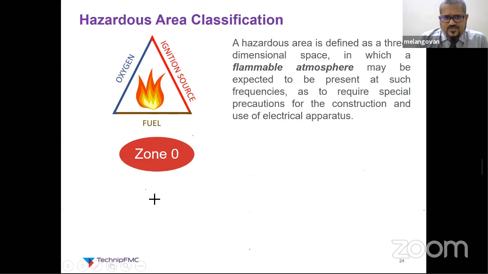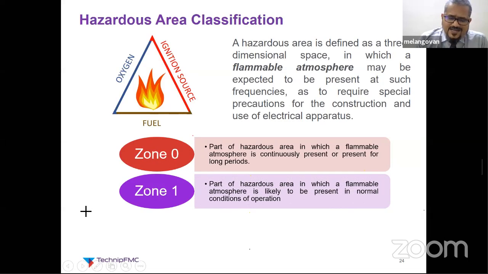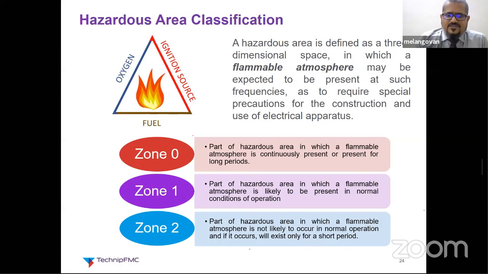So what is zone classification? Zone zero corresponds to a hazardous area in which a flammable atmosphere is continuously present. That is 24/7, there is a flammable atmosphere. Flammable atmosphere means we have the fuel as well as the oxygen. If that is there, I am defining that as zone zero. Likewise, zone one is likely, but not 24/7. In a day, sometimes it is available, sometimes it is not there. Likewise, zone two is not likely to occur during normal operation. However, it is existing. Okay, with this, let us do the zone classification for our system.